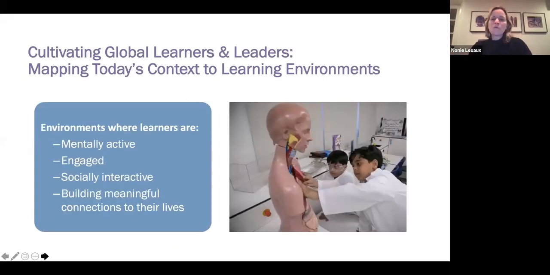So we are looking for environments in this kind of a model. We have learners who are very mentally active, who are engaged, who are socially interactive, and who are building meaningful connections to their lives. So I'm connecting today through this content to my life and my context, and maybe the context that I'm interested in studying, as they relate to my peers and my community. But I'm also thinking about my future self in these contexts as well, and through these learning experiences.